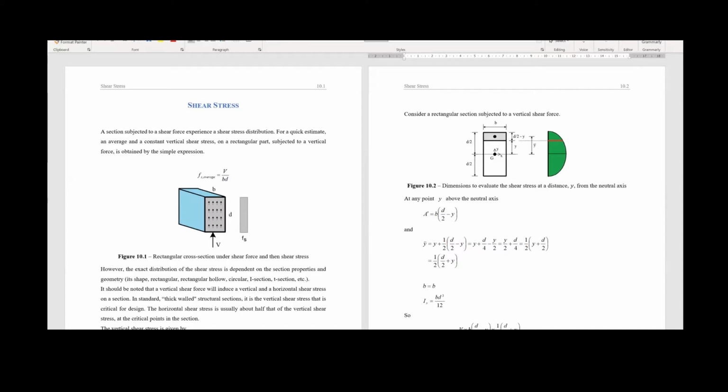Shear stress is the third stress we are going to study in our structures, because we studied the axial stress in the first place, the very simple one, just forces acting perpendicular to our cross sections and then distributed uniformly. So very simple to calculate. You have a force divided by an area, and that's it.